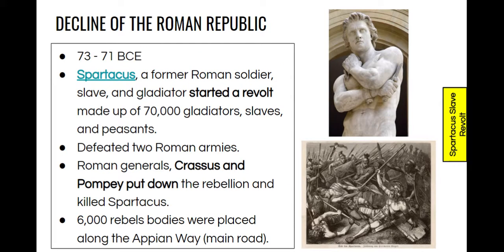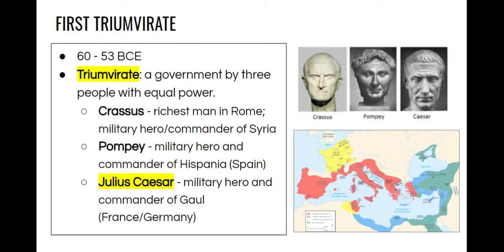And the third cause of the decline of the Roman Republic is slave revolts. One of the most famous slave revolts was led by a former gladiator slave named Spartacus, who was able to get 70,000 people together and revolt against the Roman Republic. This, although it was put down by the Roman Republic, shows a weakness in the government, that they weren't able to control the slave revolts.